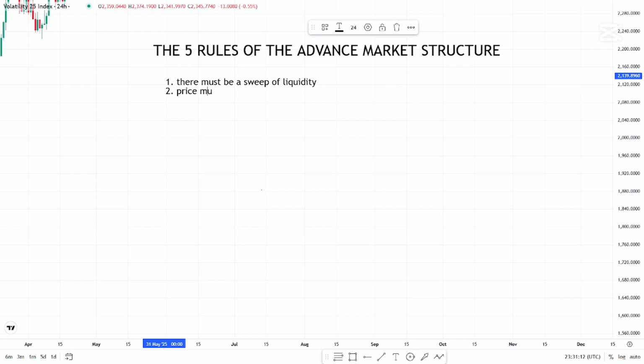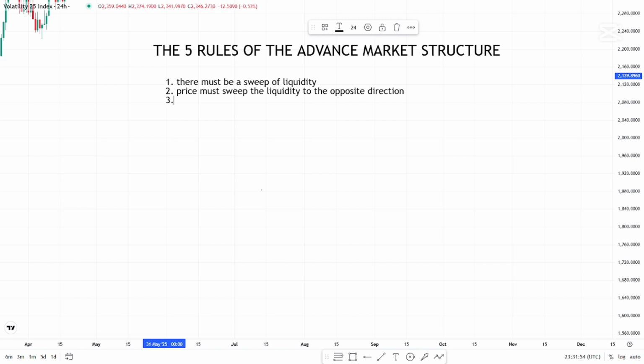Price must sweep the liquidity to the opposite direction. All this thing I'm saying, I'm going to give you the pictures of the chart and show you what these rules mean, and I'm going to be explaining it to you using the chart diagram. So all I want you to do right now is write down these 5 rules of the advanced market structure while I explain it for you so that you have a clearer understanding of it.